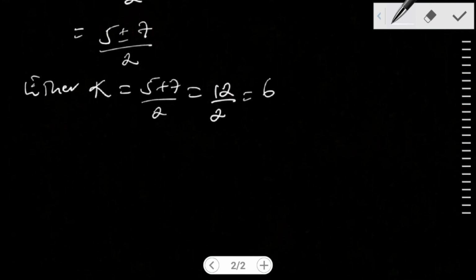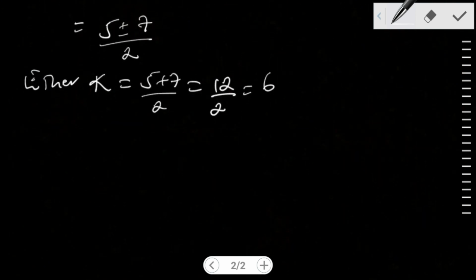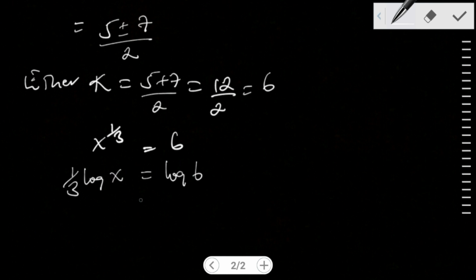Now, the next thing is let's get the value of x to the power 1 out of 3, which would be equal to 6. And therefore 1 out of 3 log of x would be equal to log of 6. Therefore log of x would be equal to log of 6 divided by 1 out of 3.